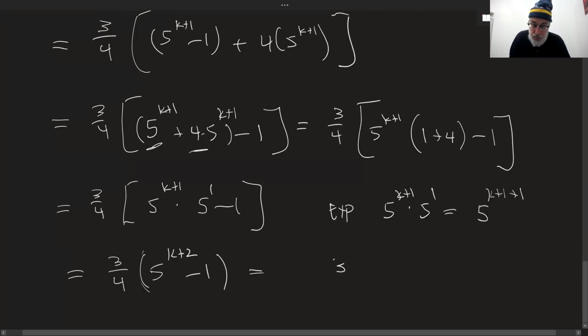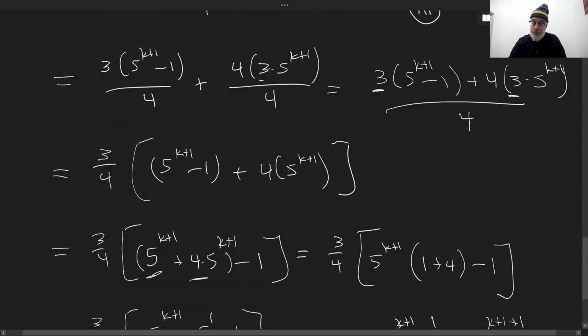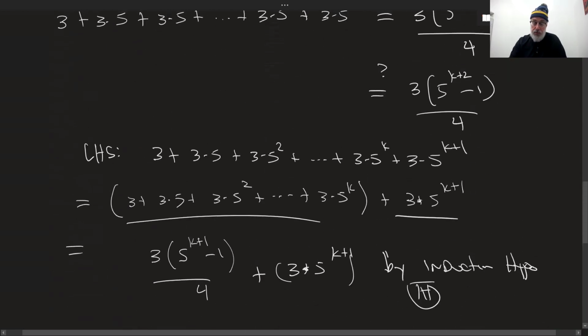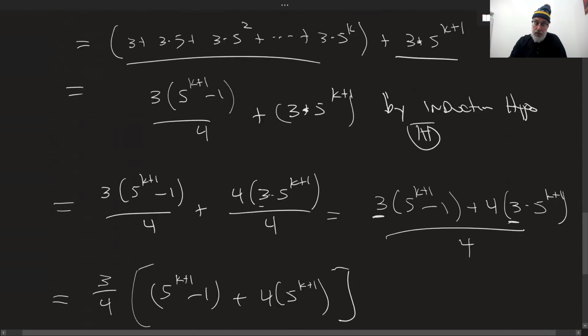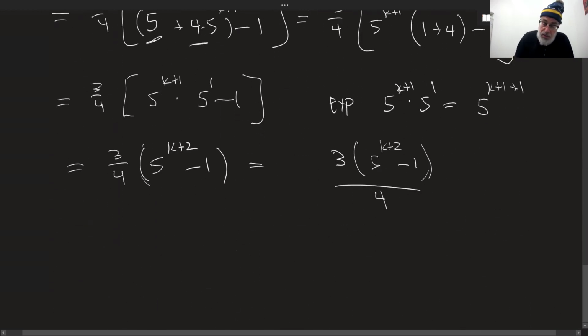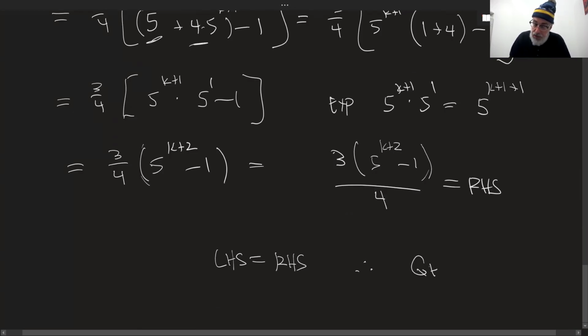We'll run this through so it looks a little bit better. And by better, I mean more like our original problem. All right, so that is 3 times (5^(k+2) minus 1) divided by 4. And again, if we look back to what we wanted to get, the question mark is exactly what we wanted. So we have just shown that the left-hand side is equal to the right-hand side. Therefore, QED or box, we are done.